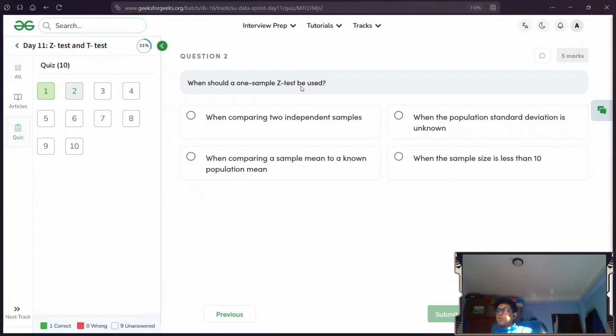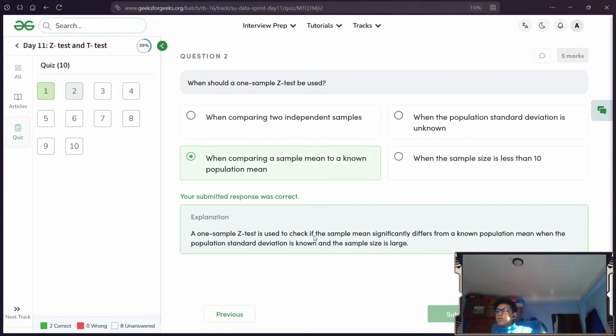When should one sample z-test be used? When comparing two independent samples, the standard deviation is unknown. When comparing a sample mean to unknown population mean. When the sample size is less than 10. Check if the sample mean significantly differs from known population mean when the standard deviation is known and the sample size is large. Yeah.